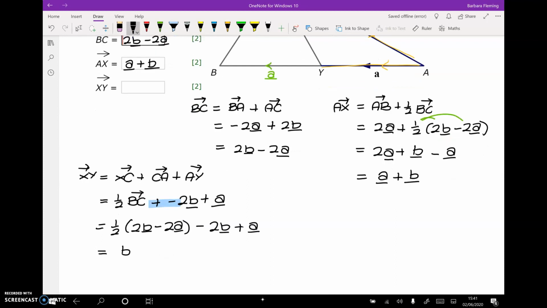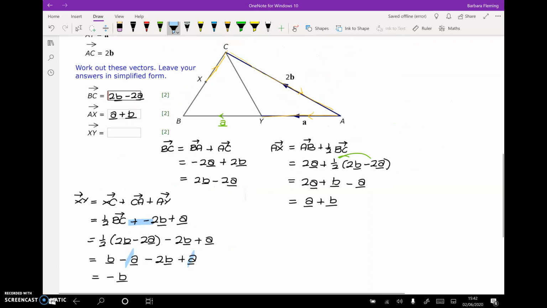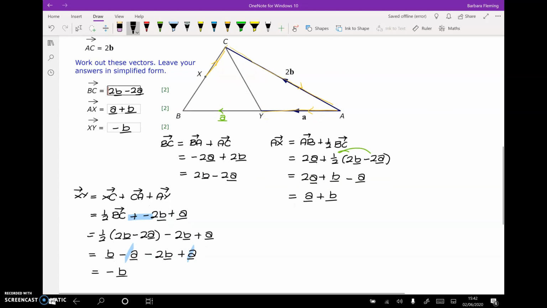A half of 2B is B, a half of 2A is A, we've got minus 2B plus A. And we collect together our like terms once again. So B minus 2B, that leaves you with minus B. 1 take away 2 is minus 1. And minus A plus A, they're going to cancel each other out. That gives you 0. So we're actually just left with minus B for that one. So X to Y is just going to be minus B. And that's you all done.